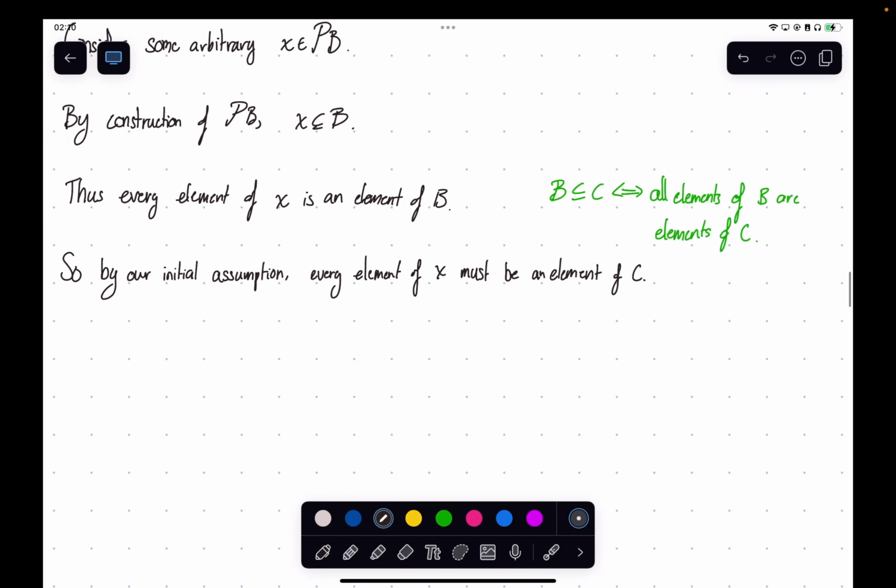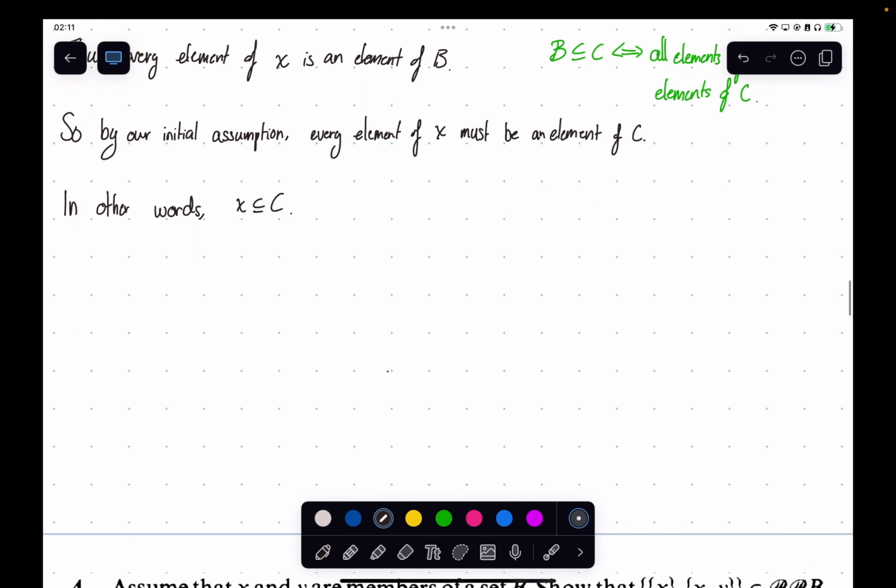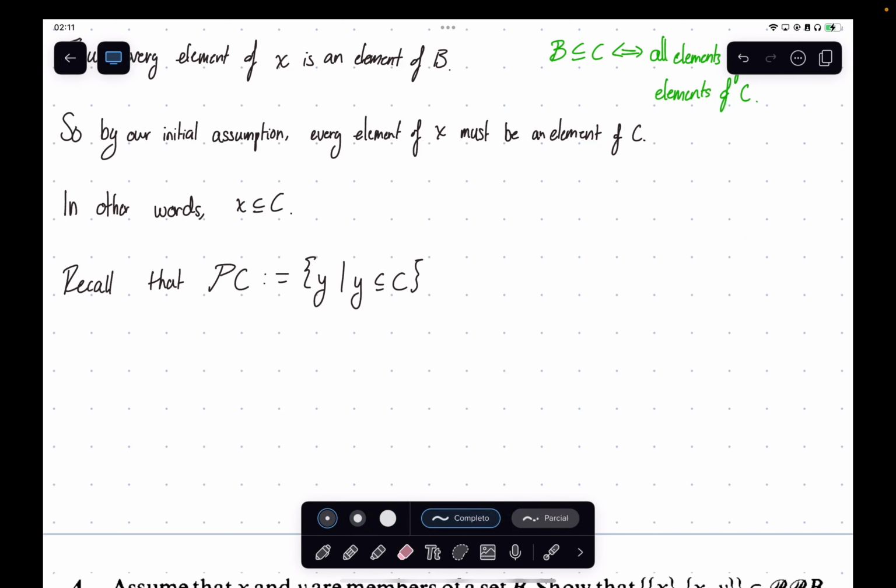Cool. In other words, what we're saying is that X is indeed a subset of C. So what follows from here? Well, recall that the power set of C is defined to be all elements Y such that Y is a subset of C. I use Y just so we don't have name collisions.